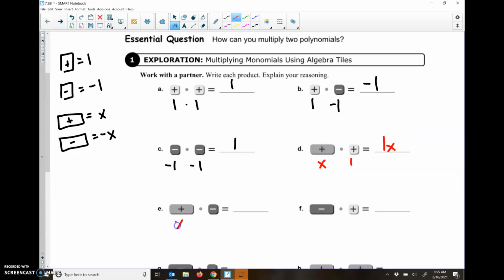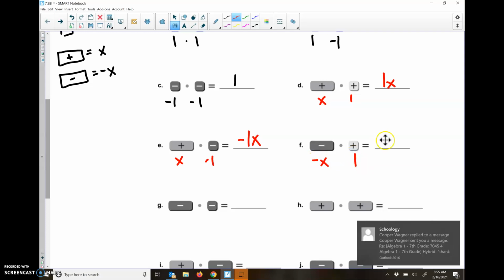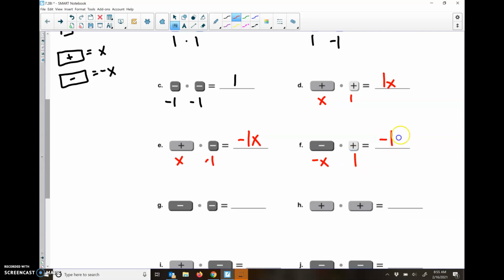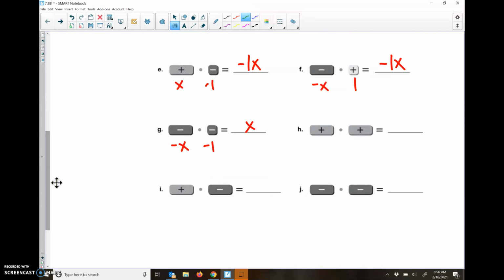Here we have x times a negative 1, which is negative 1x or negative x. Then they do the same thing and just flip it. So now I have a negative x times a positive 1, which is still a negative 1x. And down here we have a negative x times a negative 1, which gives us two negatives, so a positive 1. Okay, so it's the same thing as a, b, and c, except now they threw the x in there. Now the newer part for today: what happens if we have the same thing with x's? Well, it's the same rule.